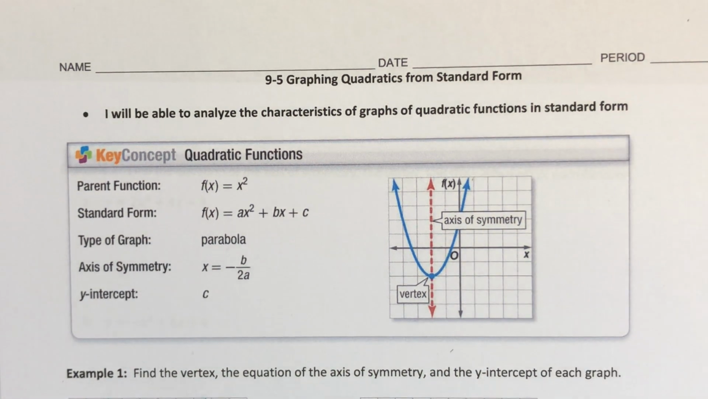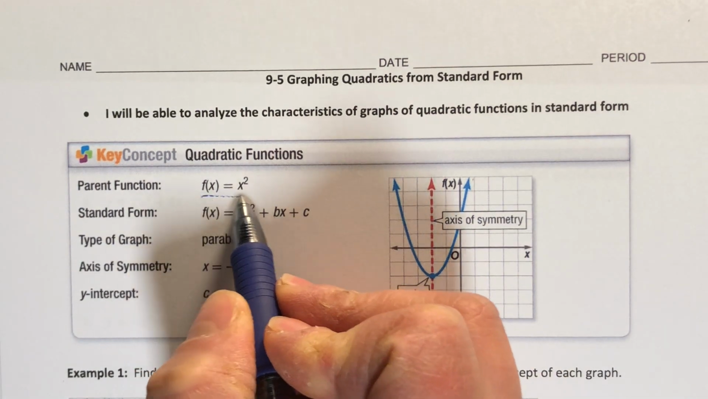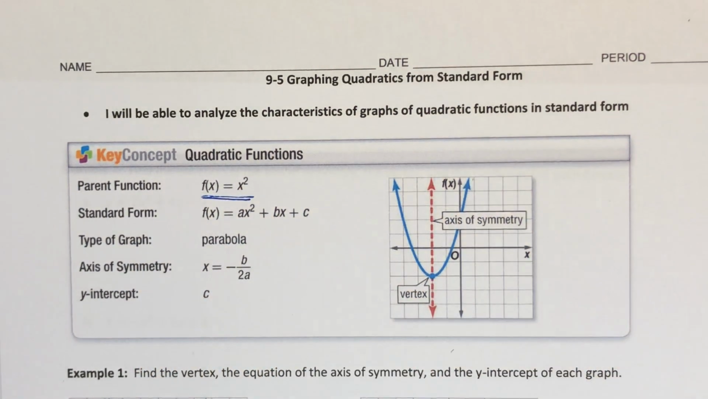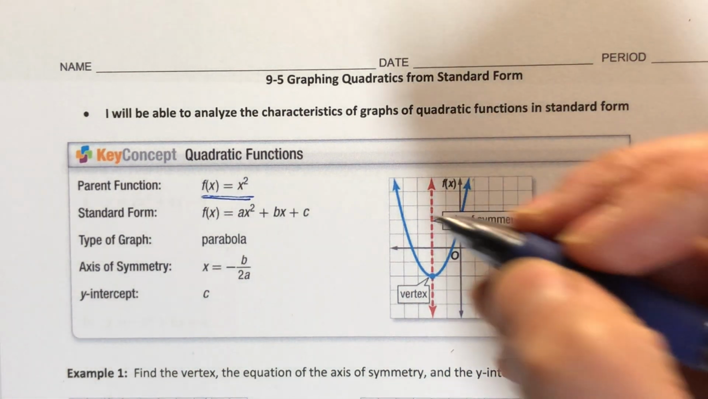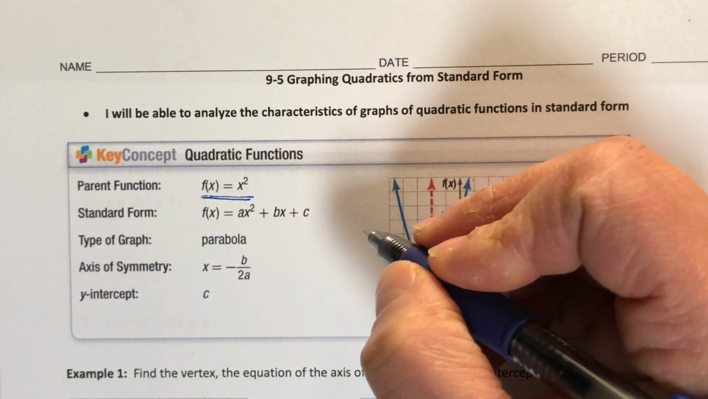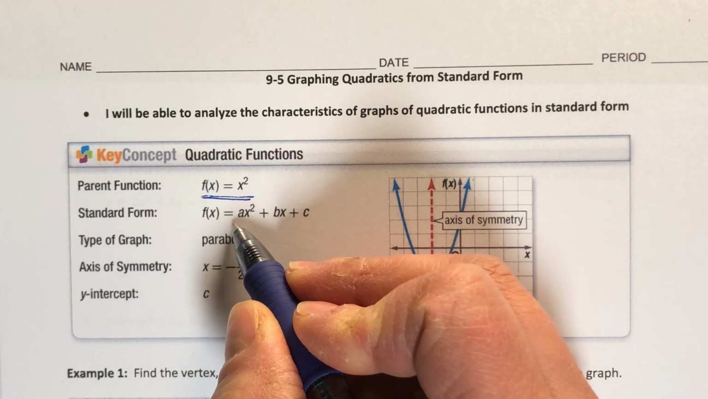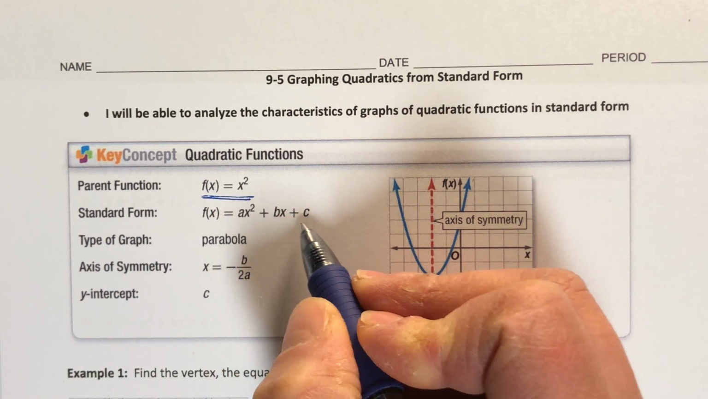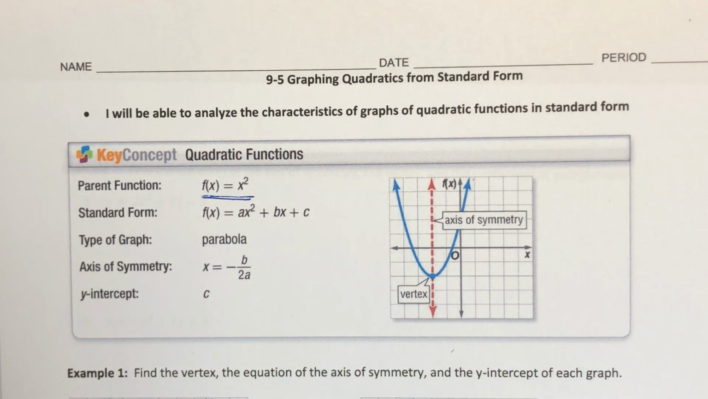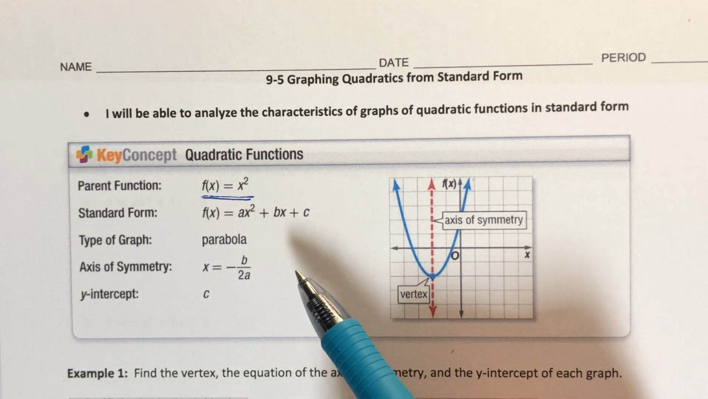So remember that. Remember that the parent graph has an equation of y is equal to x squared, or we can use the function notation and say f of x is equal to x squared. If we want the standard form of the quadratic function, standard form is going to look like this: ax squared plus bx plus c. And remember that we can plug in any numbers for a, b, and c. Parabola, it is a type of the graph for the quadratic functions. I've been using this word a lot.